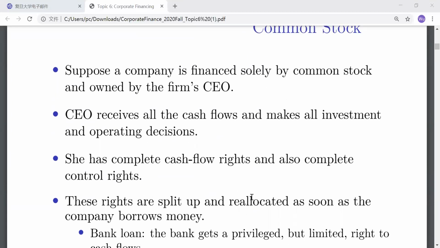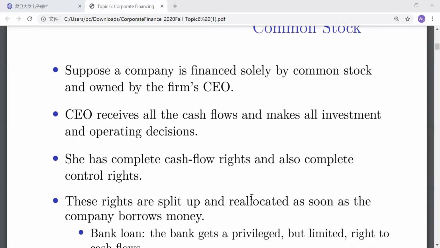And suppose a company is financed solely by common stock and owned by the firm's CEO. In that case, the CEO receives all the cash flows and makes all investment and operating decisions. So the CEO is the insider, and the insider has this ownership. On one hand, this is good, because we know that a very common problem with the modern corporation is the separation of control and management. That means shareholders control the company, but they don't get to manage the company. CEOs are managers of the company, but they don't usually own lots of the firm's shares.